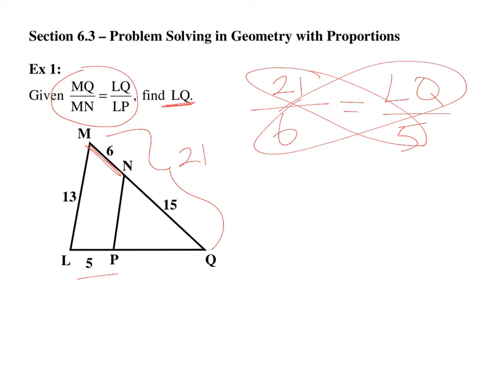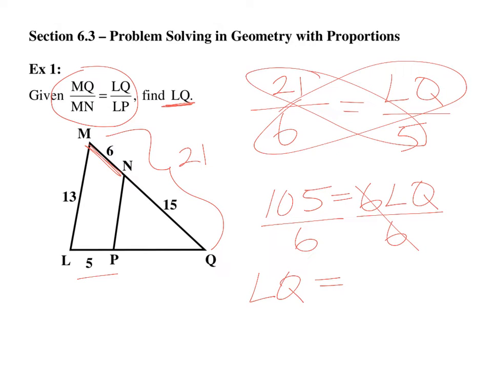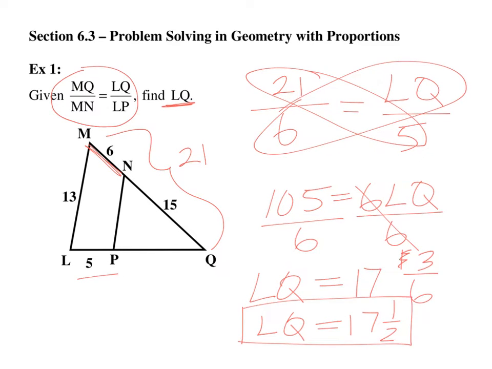So I have 5 times 21, which is 105, and that's equal to 6 times LQ. Divide by 6. And LQ is equal to what? How many times does 6 go into 105? It goes in there 17 times. And what do you have left over? Three over 6, or it reduces to 17 and a half. Done.